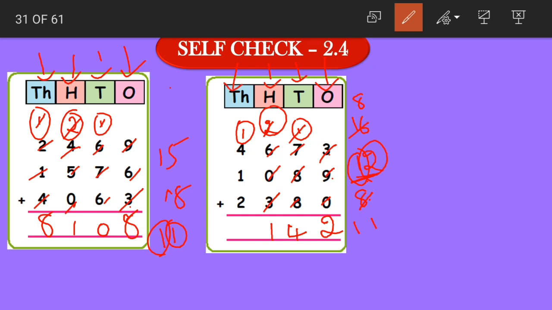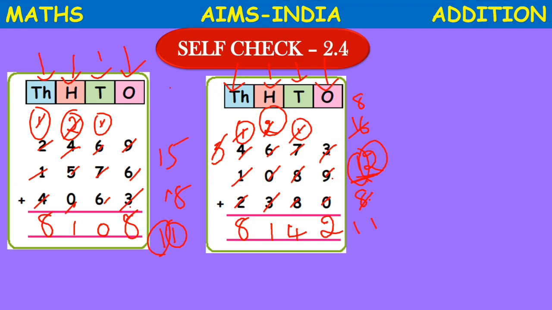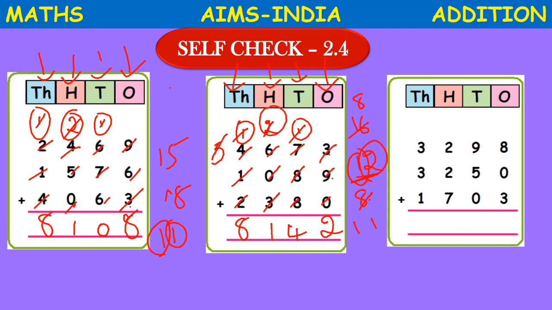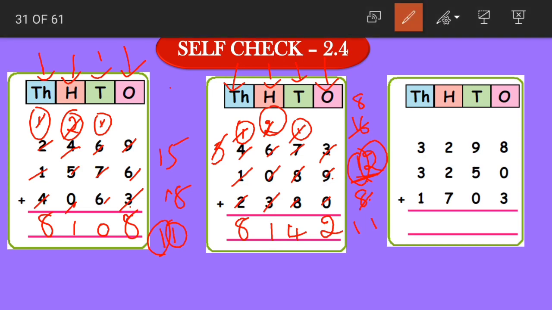Now moving on to the last place, which is the thousands place. 1 plus 4 becomes 5. 5 plus 1 becomes 6. 6 plus 2 becomes 8. Yes, 8142 is the answer for the second homework problem. Moving on to the third question.